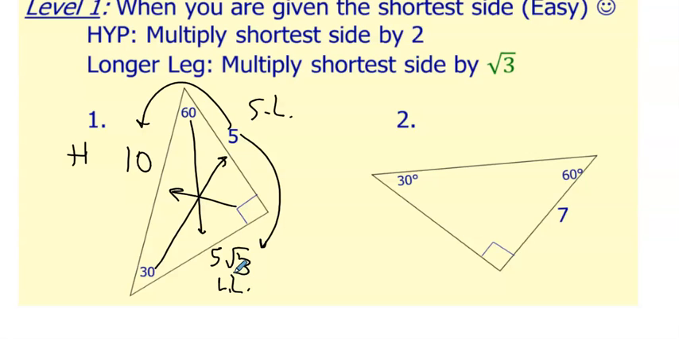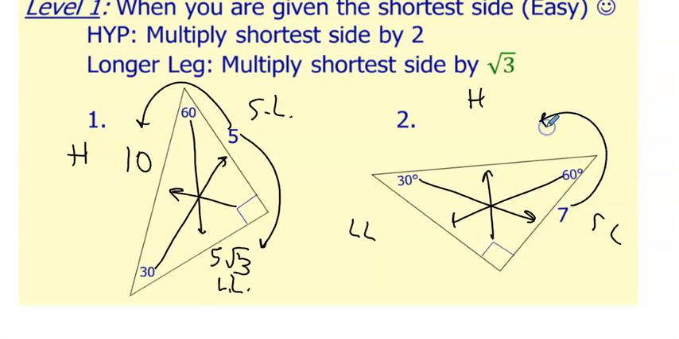That's it. So, for number 2 we label hypotenuse, short leg, long leg. We always start with the short leg. We're going to go to the hypotenuse and double it, 14. Going to go from the short leg to the long leg, and we're going to multiply by radical 3, which just means sticking it on there.